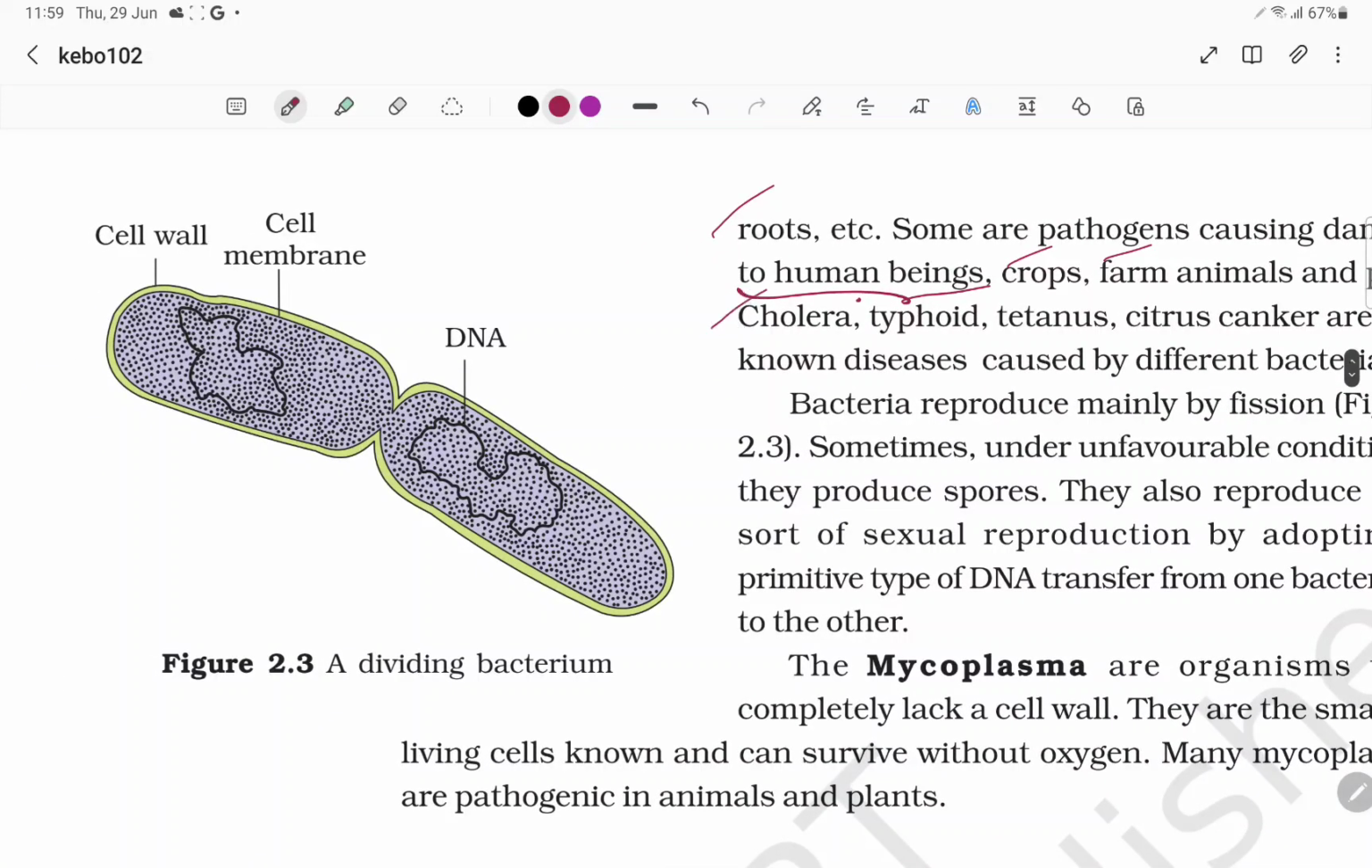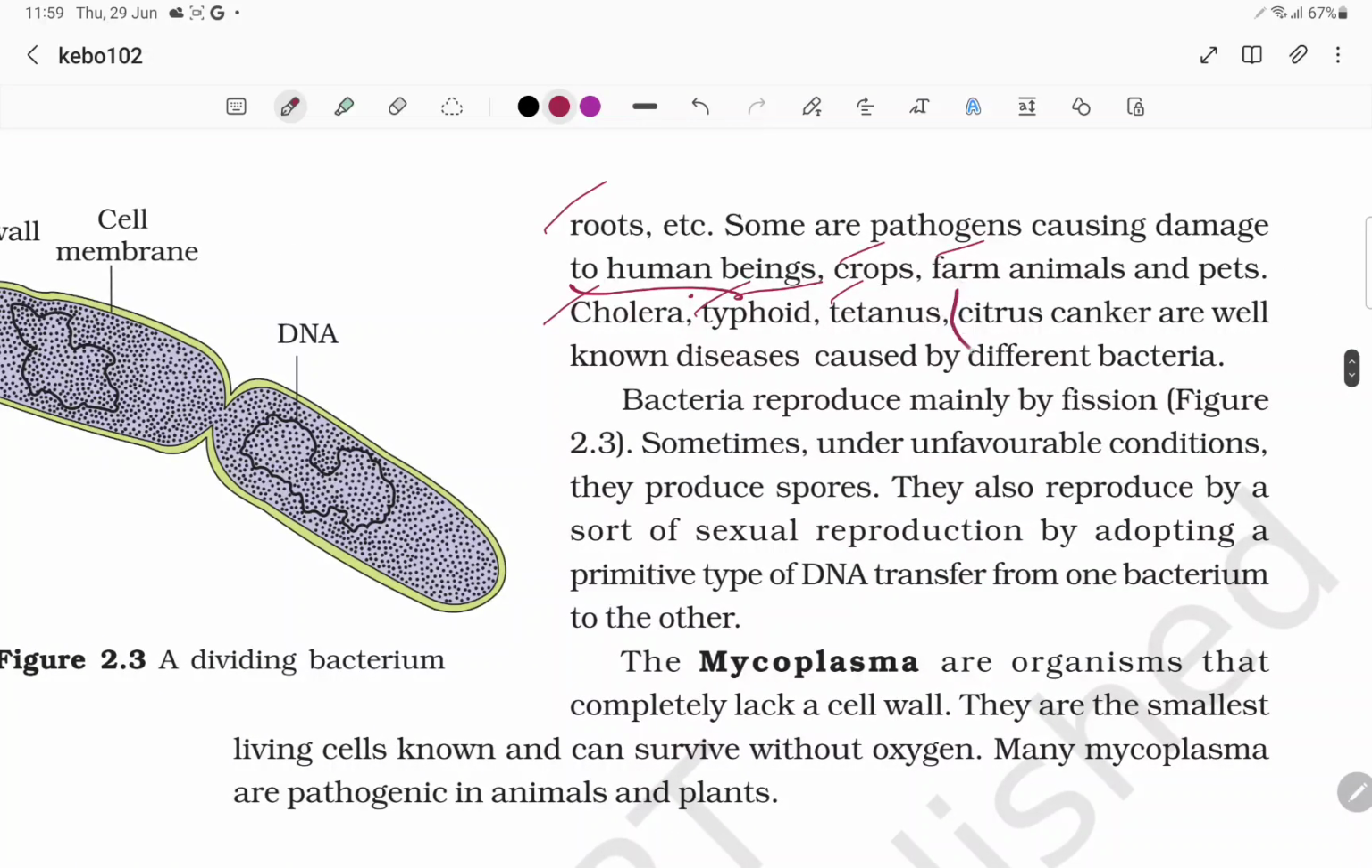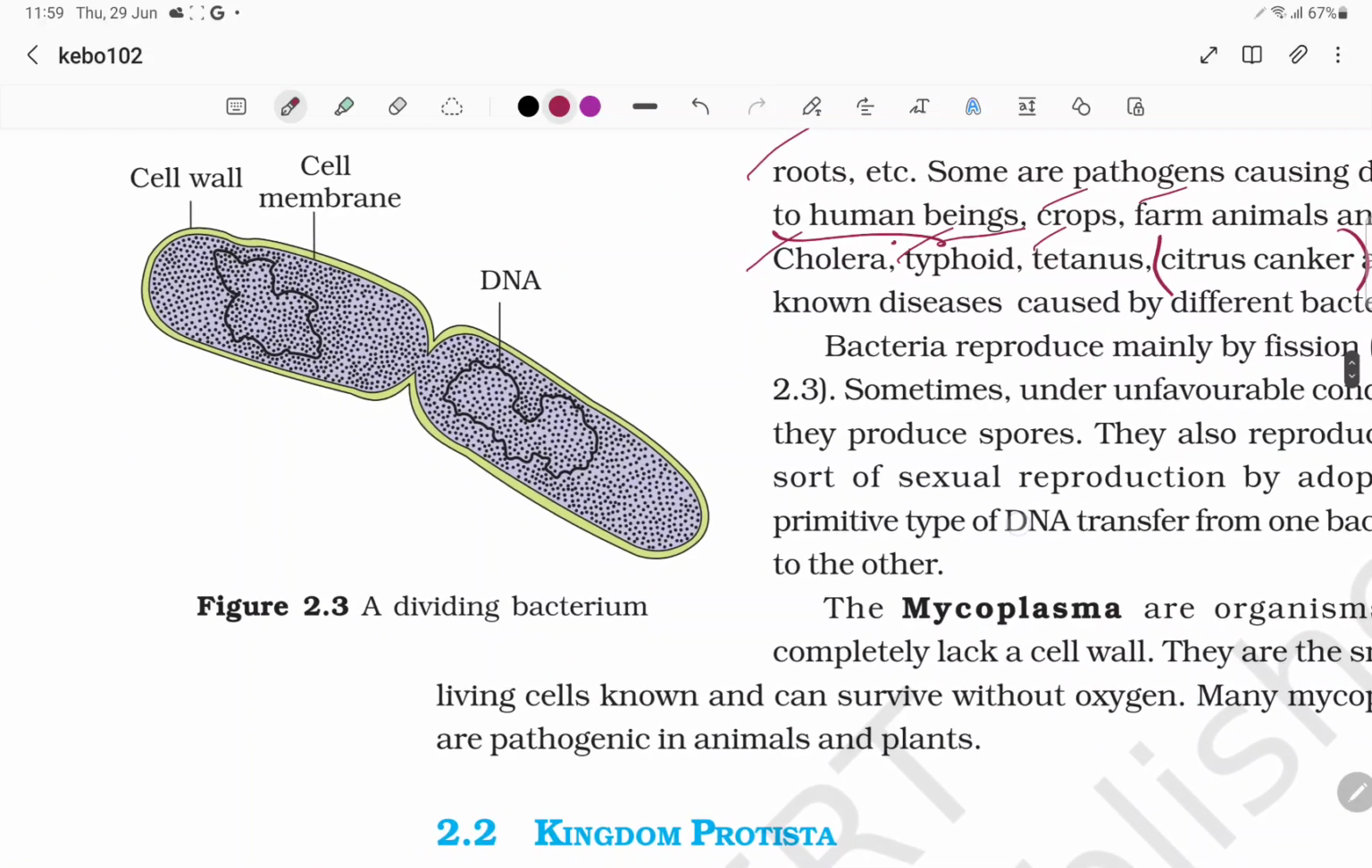Cholera and typhoid: cholera is caused by Vibrio cholerae. Typhoid is caused by Salmonella typhi. Tetanus is caused by Clostridium tetani. Citrus canker, which is a bacterial infection, is caused by a different bacterium.